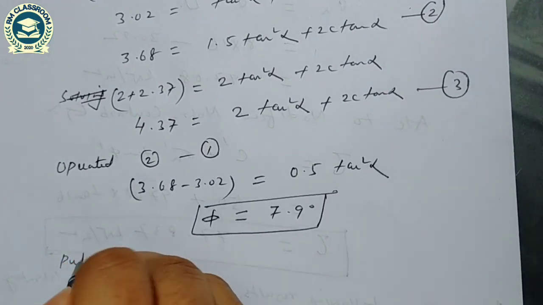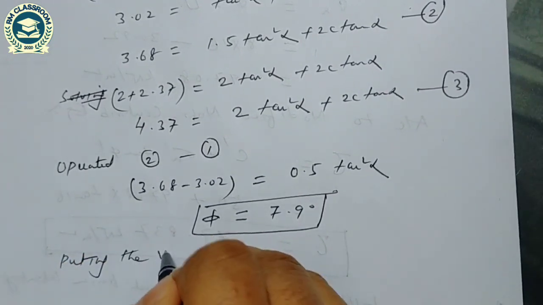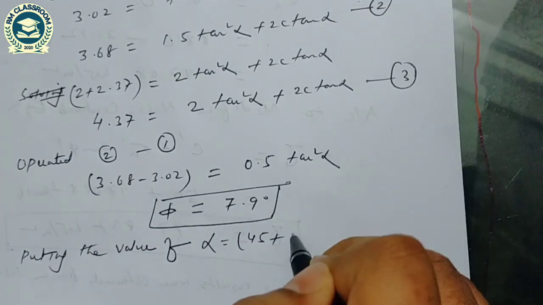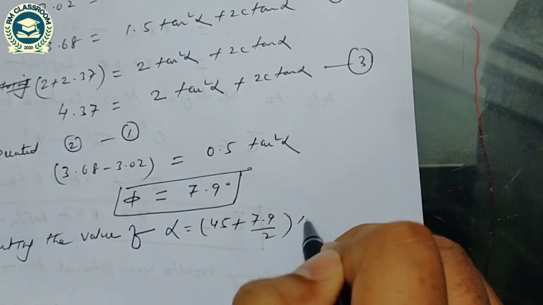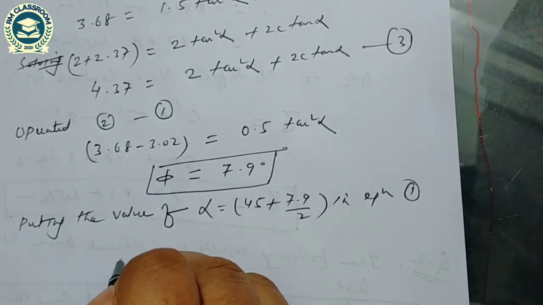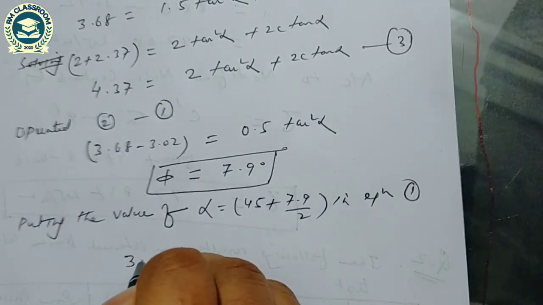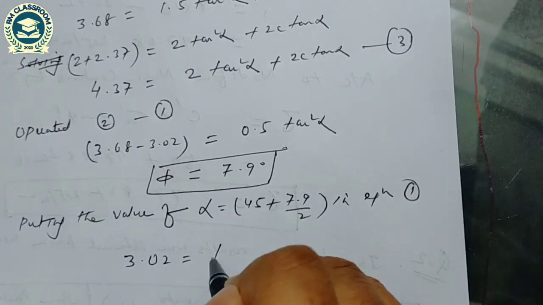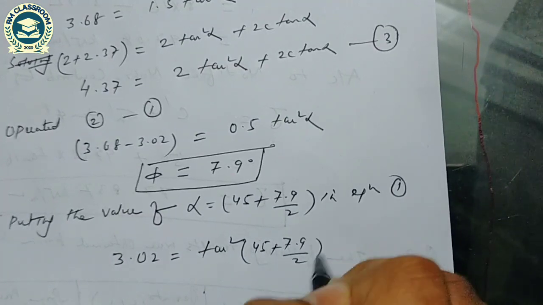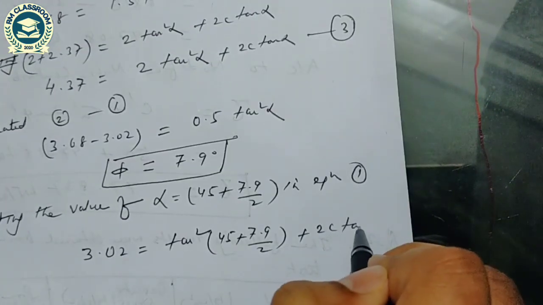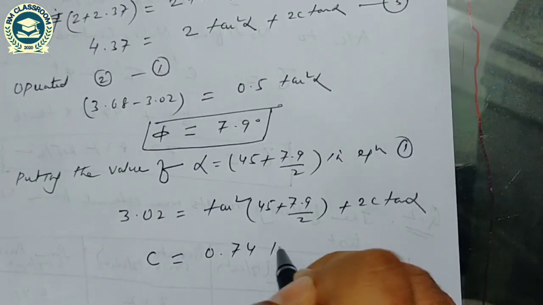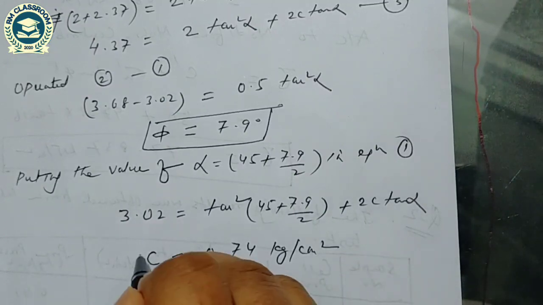Putting the value of phi, putting the value of alpha, that is 45 plus 7.9 by 2, in equation first. So we get 3.02 is equal to tan square 45 plus 7.9 by 2 plus 2C tan alpha. So the value of C is 0.74 kg per centimeter square.